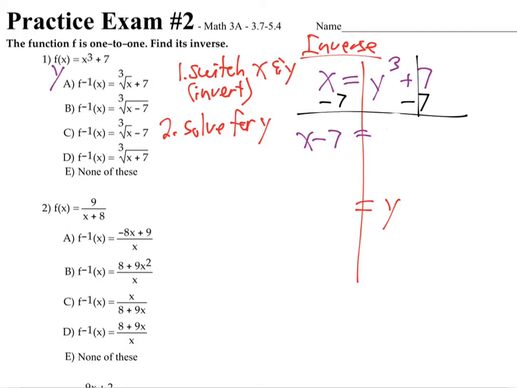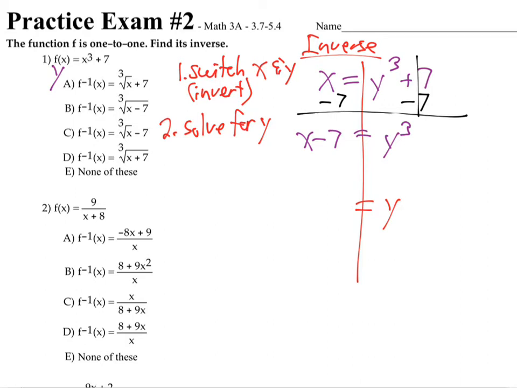Let me put that there like that. Now what are we going to do to get rid of that third power? What's the opposite of a third power? A third root, right? Roots are the opposite of powers. You can see all the answers over there have third roots, so it makes sense. So a root is exactly the opposite of a power. A third root is the opposite of a third power, or a third power is the opposite of a third root, either way.